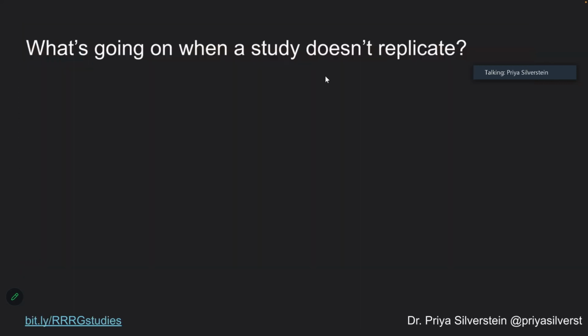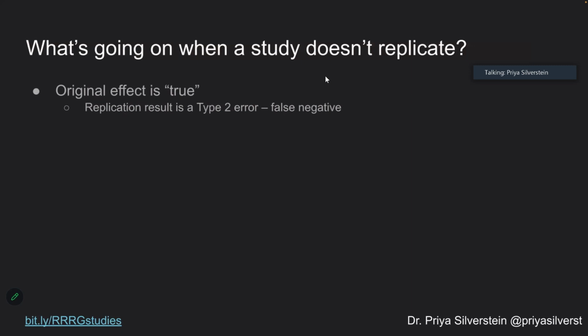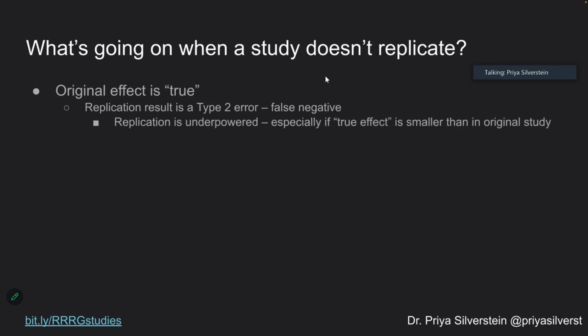So what's going on when a study doesn't replicate? Well, there's a few options. The first option is that the original effect is true, and the replication isn't. In this case, the replication result could be a type 2 error, so a false negative. This could be the case because the replication is underpowered, so it didn't have a large enough sample size to detect the effect. And this can be especially true if the true effect is smaller than in the original study.